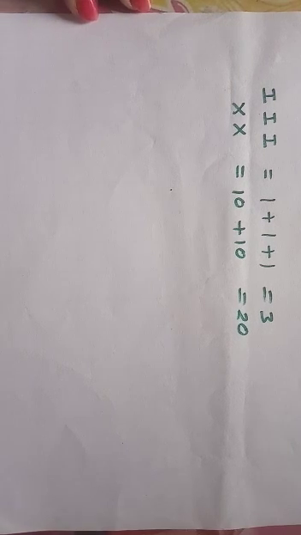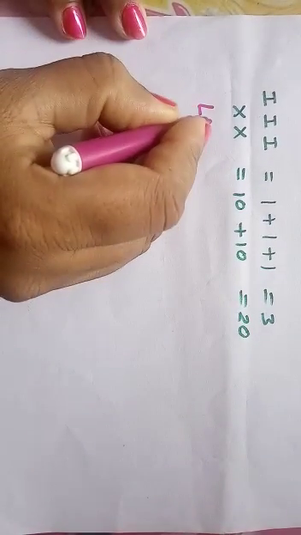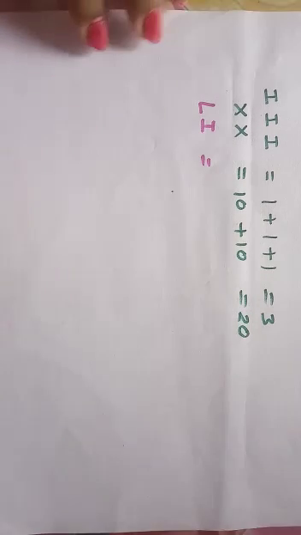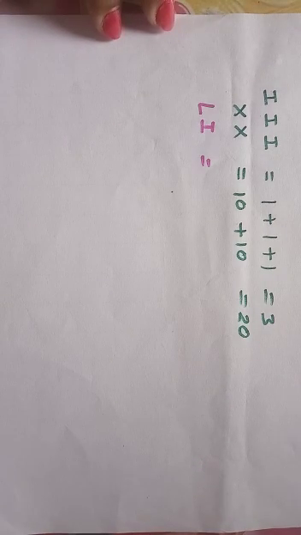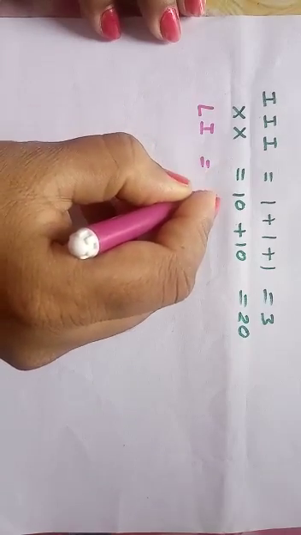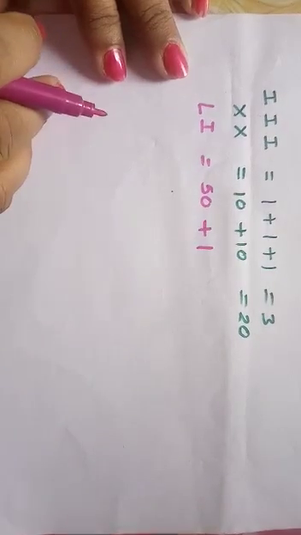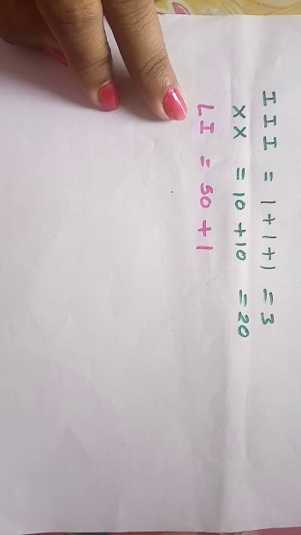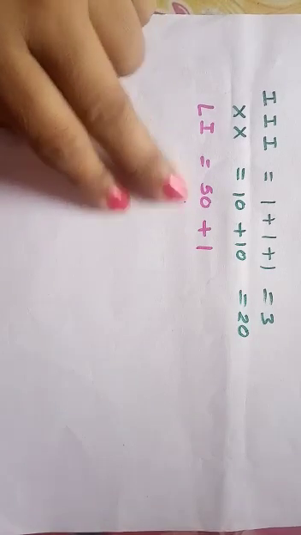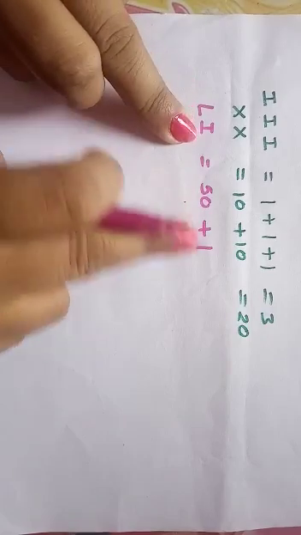Next rule, when Roman numerals are written in decreasing order, the values are added. If I am writing here L, I. L means 50, I stands for 1. Here we have decreasing order, means we have to add both the numbers. L stands for 50, I for 1.